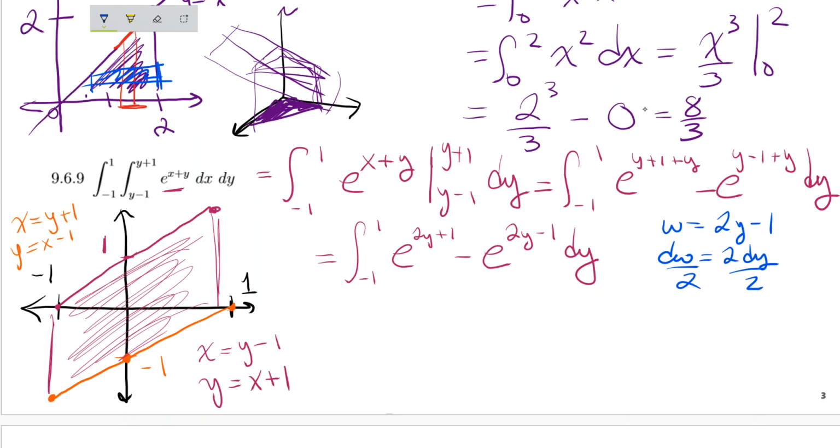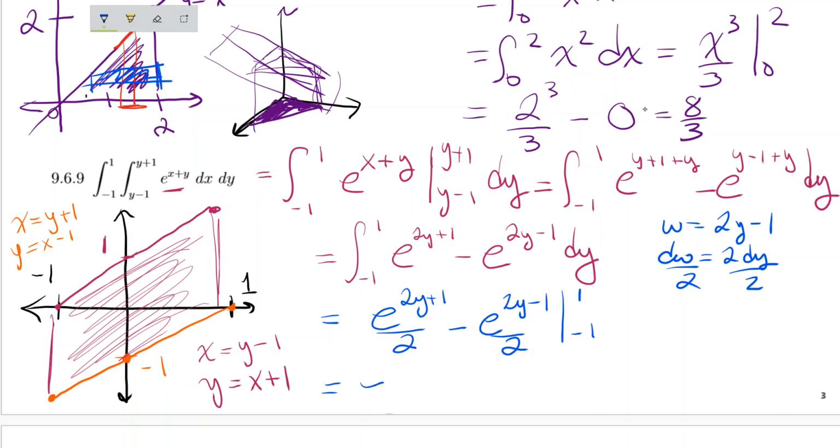You're just going to get a bunch of over 2's to fix this problem of I'm going to end up with a 2. This is very similar to e to the ax. I just end up with a 1 over a. So this will be e to the 2y plus 1 over 2 minus e to the 2y minus 1 over 2, evaluated from -1 to 1. If that was too fast for you, you can go through and do the two substitutions. It comes out exactly the same.